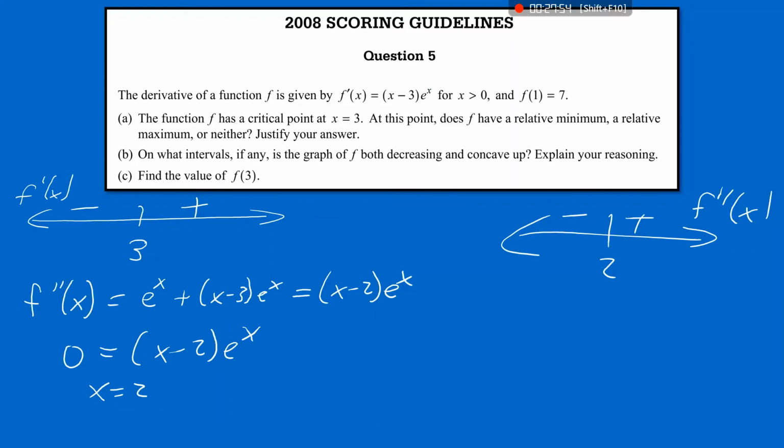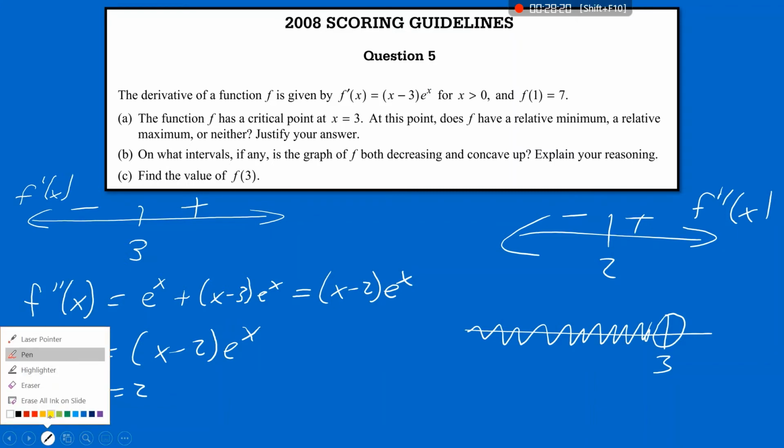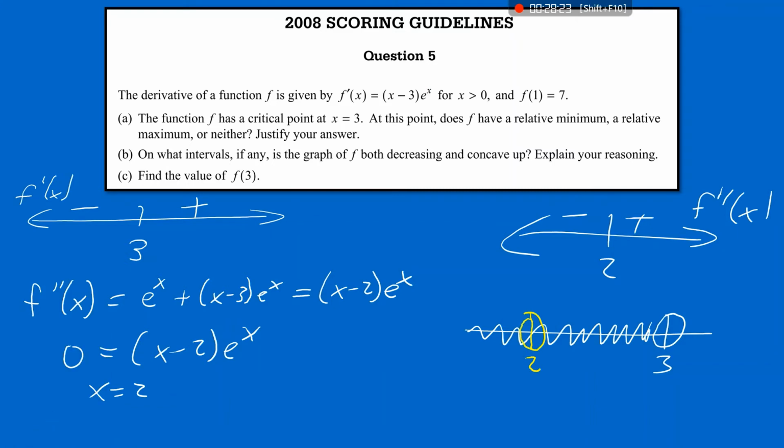No. Okay, so I'm looking for what intervals is f both decreasing and concave up. Well, I'm decreasing when I'm less than 3. So my number line, here's 3. I am decreasing when I am less than 3. Concave up when you're more than 2. Concave up when I am greater than 2. So here's concave up when I am greater than 2. So my overlap here is what we're looking for. So I am decreasing and concave up when I am between 2 and 3.